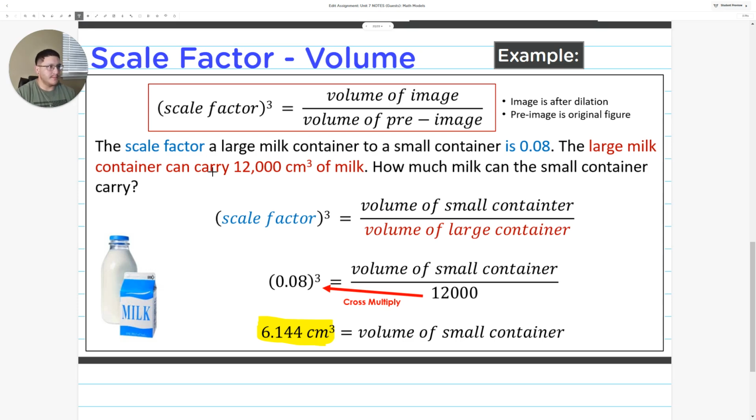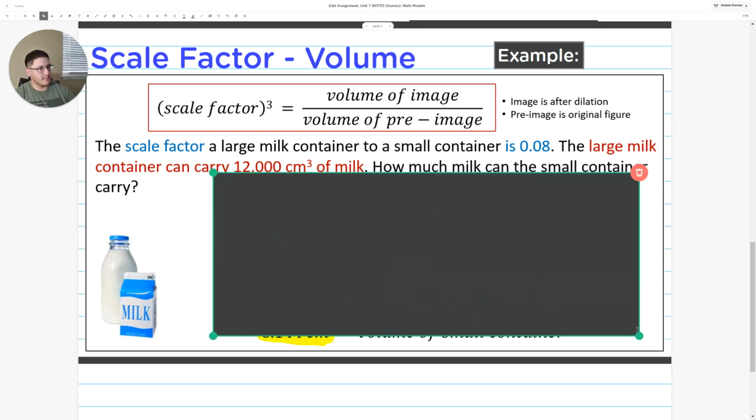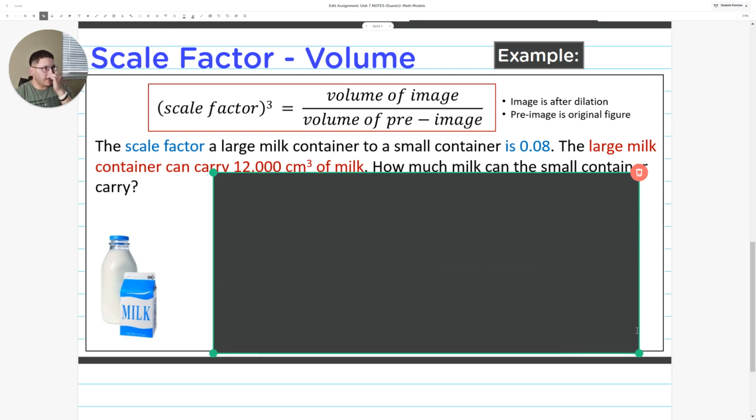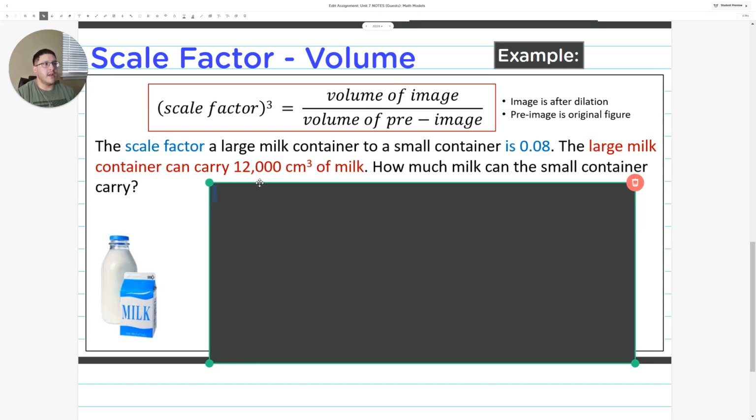So in this example, the scale factor of a large milk container to a small container is 0.08. The large milk container can carry 12,000 centimeters cubed of milk. How much milk can the small container carry? So what do we have here? We have the scale factor, which is 0.08, and then we have that the original container can carry 12,000 centimeters cubed of milk.